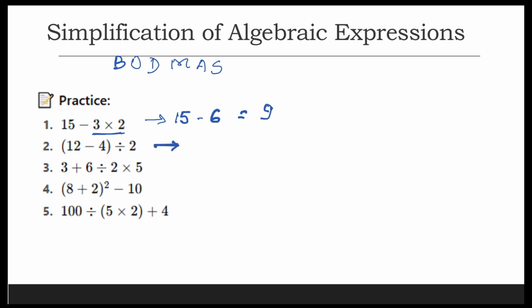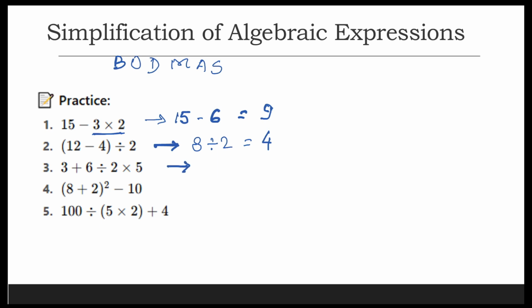Now let's come to this bracket. Yes, there is a bracket. 12 minus 4, so we'll solve that. 8 divided by 2. After bracket, there is no O order, there is a D division. So we will solve that. 8 divided by 2 is 4.